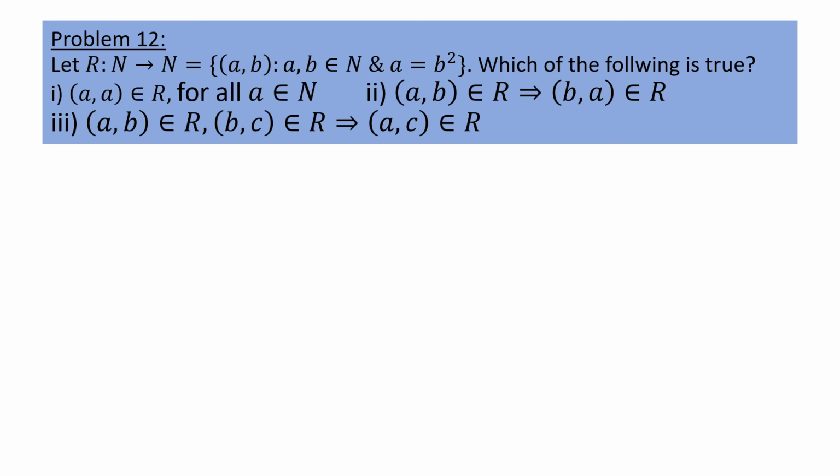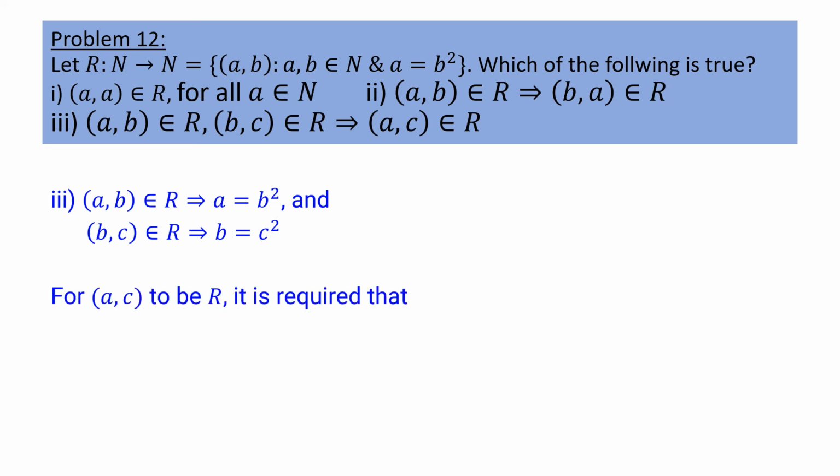if (a, b) is in R and (b, c) is in R, this implies that (a, c) is in R, and we have to check whether this statement is true. Now for (a, b) to be in R, this means that a is equal to b square, and if (b, c) is in R, this means that b is equal to c square. Now for (a, c) to be in R, it is required that a is equal to c square.